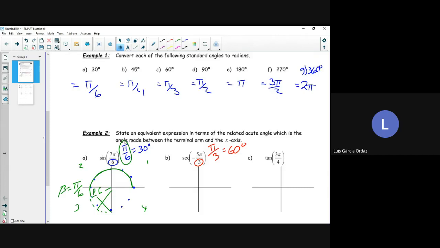So our first one is going to be at 60 degrees. Our second one's going to be at 120.